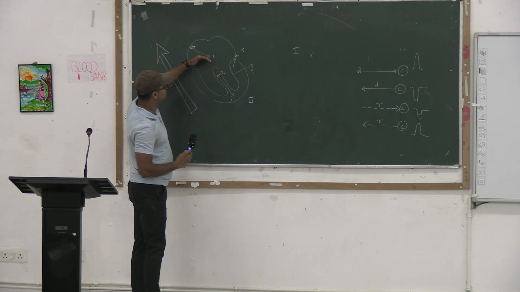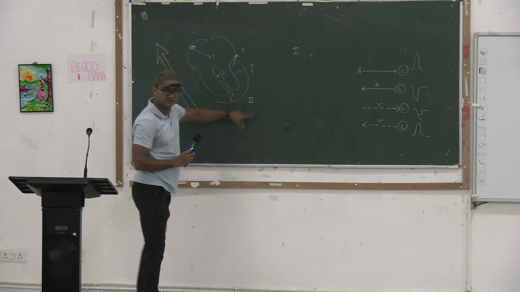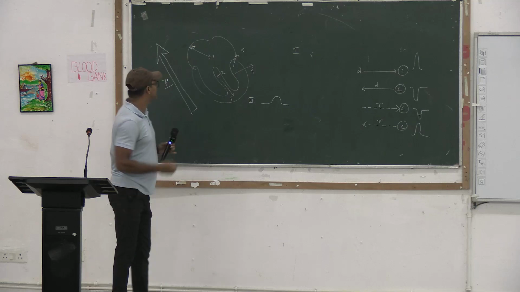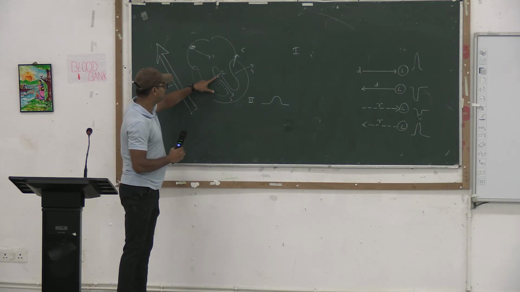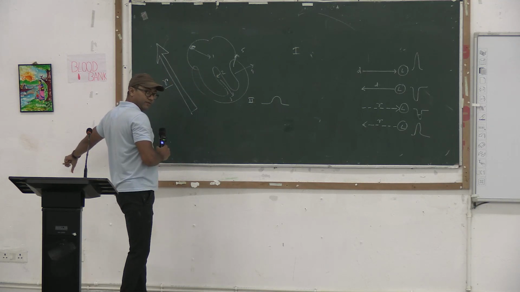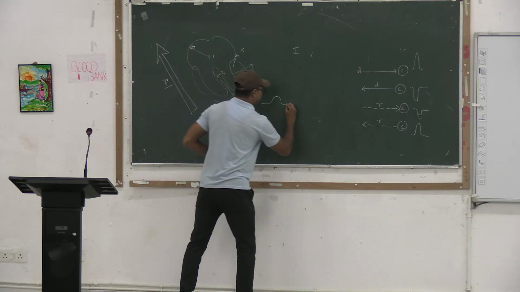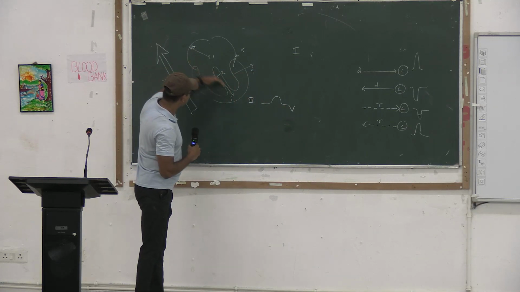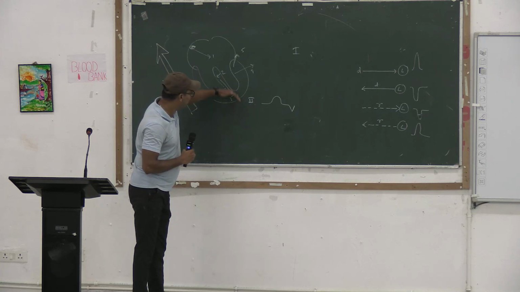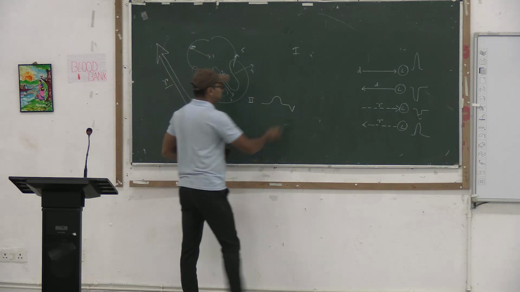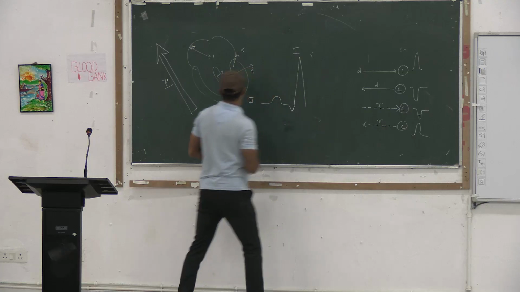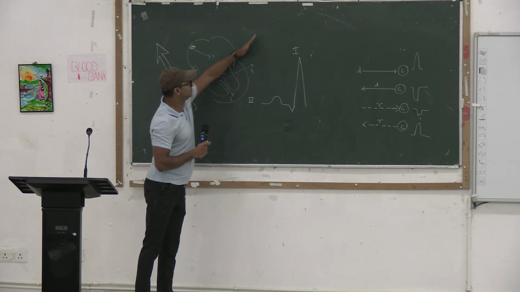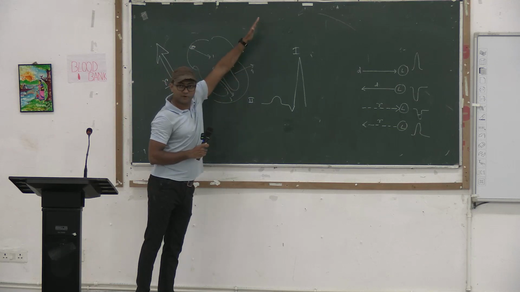Now what is happening in lead 2? The first vector coming towards the lead gives positive deflection. The second vector moving away from the lead gives negative deflection. The third vector coming towards the lead gives positive deflection. Now 4 and 5 together are moving away from lead 2.